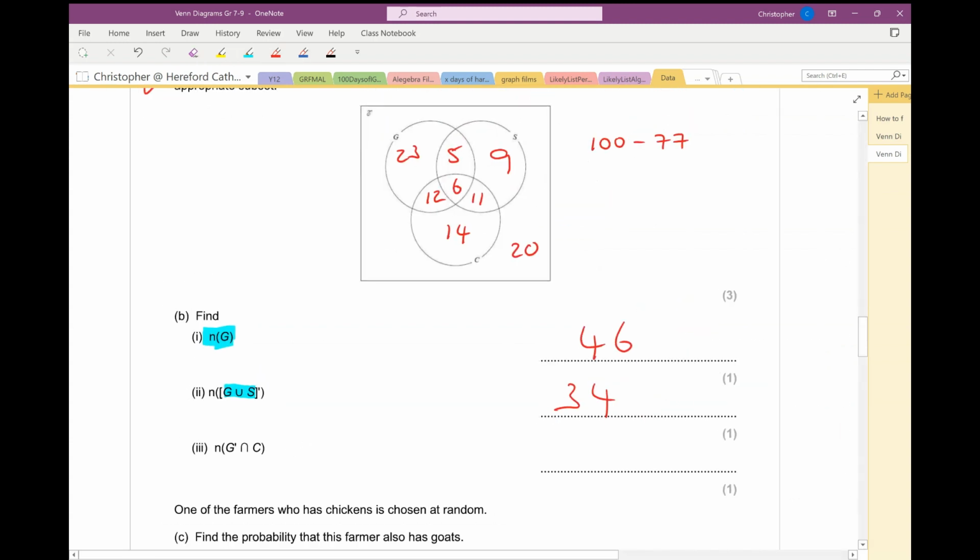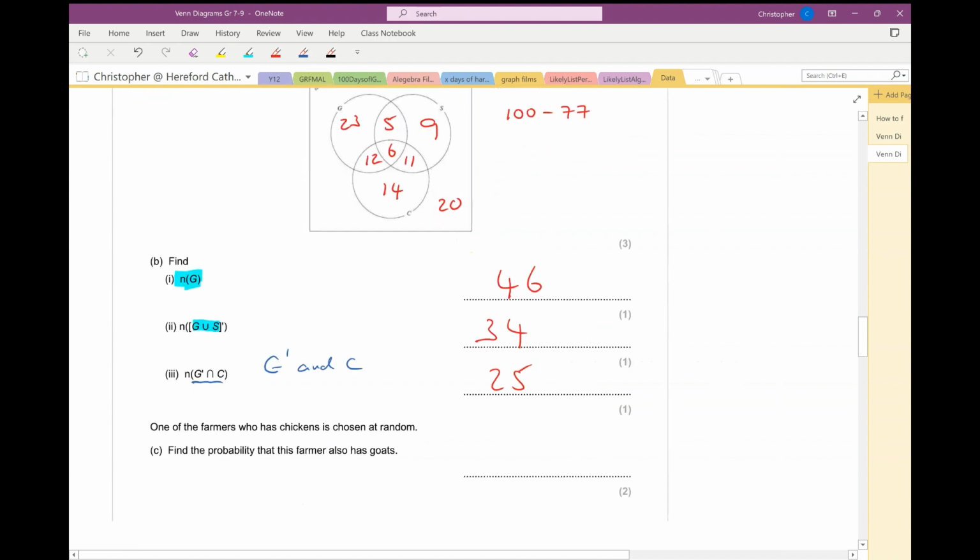Now what about this last one? Find the number which are in not G and also in C. So to qualify for this, they have to be in not G and they have to be in C. Right, so let's have a look at the ones who have chickens who don't have goats. Because the ones who have chickens, they're in C. So this lot are in set C, but we only want the ones of those who don't have goats. So we only actually want these ones. So the answer is going to be 25.